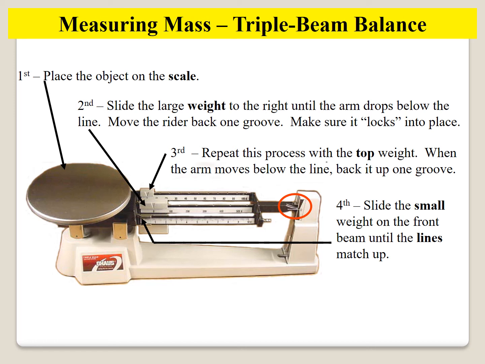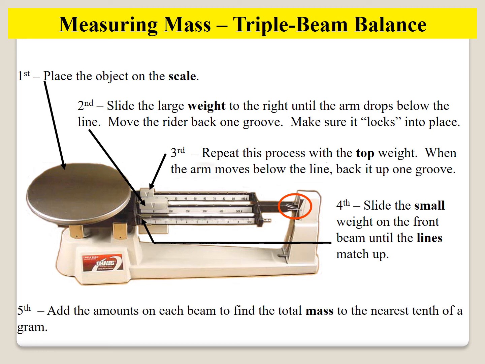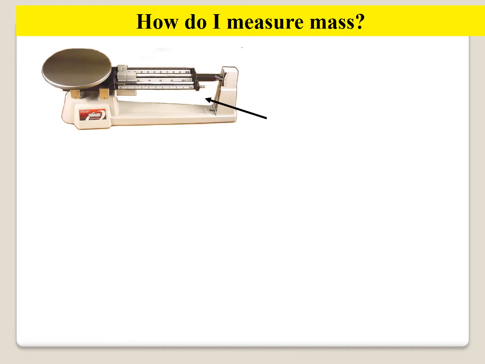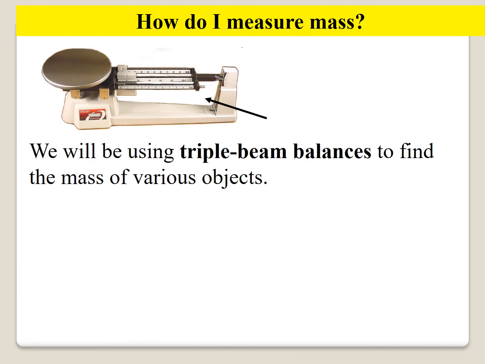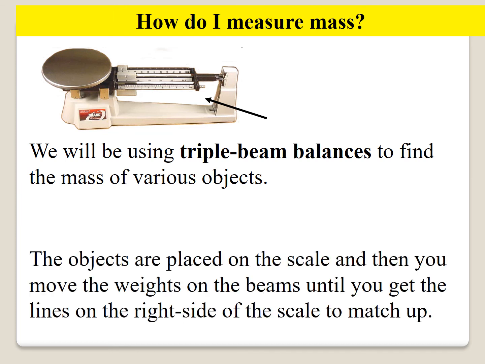Slide the weight on the front beam unit on the line until the line matches up, until you have a particular matching up of that line, and then that will allow us to add the amount on each beam to find the total mass to the nearest tenth of a gram. Remember guys, we will be using the triple beam balance to find mass of various objects.